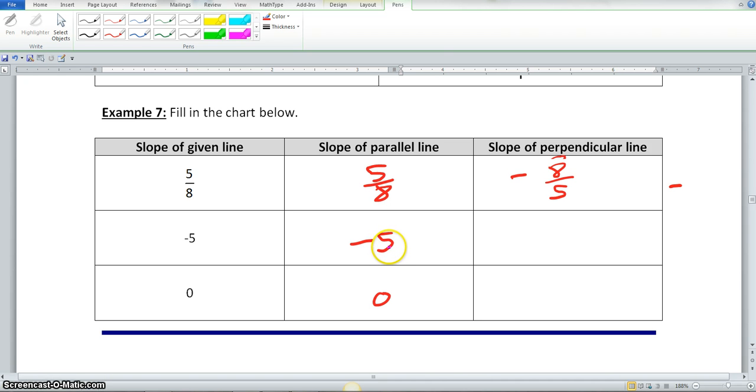Okay, now the next number, we have a negative 5. Now we know this negative 5 is considered to be a negative 5/1. So first of all, we know we will have a positive, and we'll take the reciprocal of 5/1, which is 1/5. Now, for the 0 here. Now, one thing we need to know is this. When we have a slope of 0, we know that this is a horizontal line. We know that this forms a horizontal line.